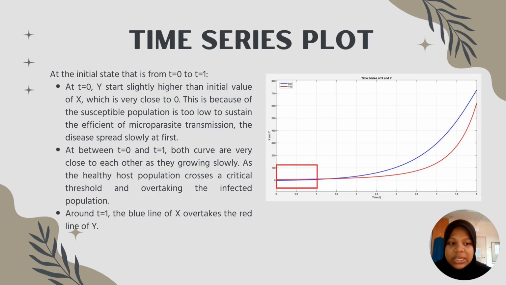Microparasite transmission is inefficient, causing the disease to spread slowly at first. Between T0 and T1, both curves grow slowly and remain tightly clustered. However, because the healthy hosts are reproducing without resource competition, they quickly build momentum. Around T equal to 1, the healthy population crosses a critical threshold, which allows the blue line of X to officially overtake the red line of Y.